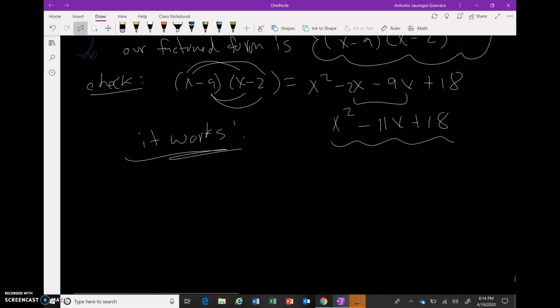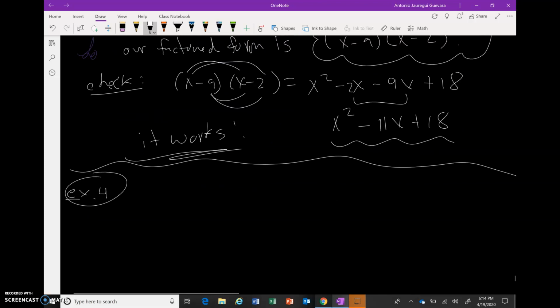Okay, let's go ahead and try another one. Let's do example 4. So I'm at 9 minutes here. Let's say I give you one with lots of variables, or two variables, I guess I could say. Let's say I give you x squared plus 6xy plus 8y squared. So you do the same thing.